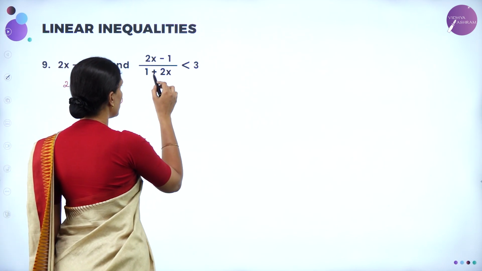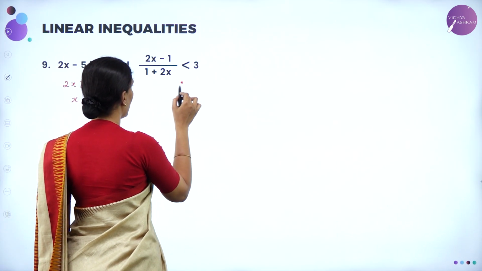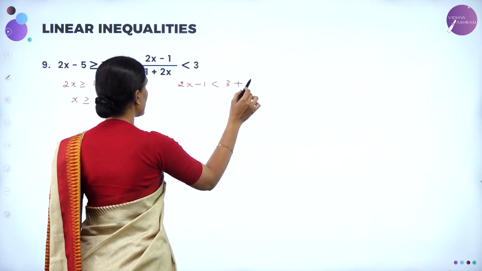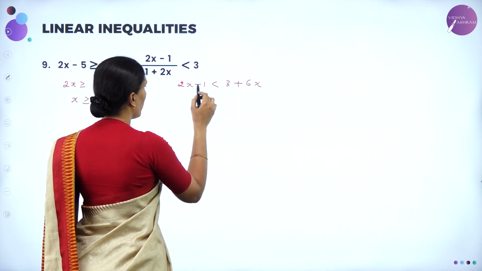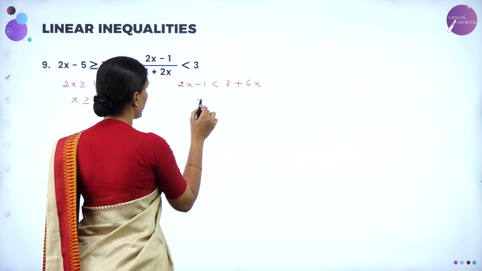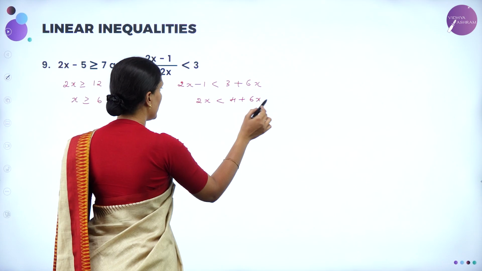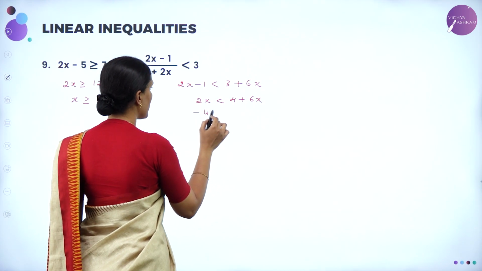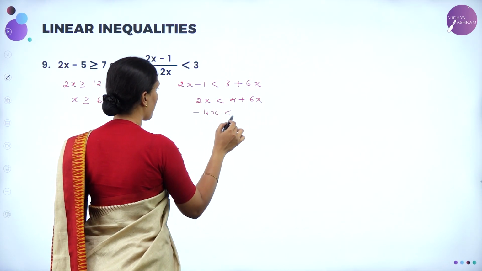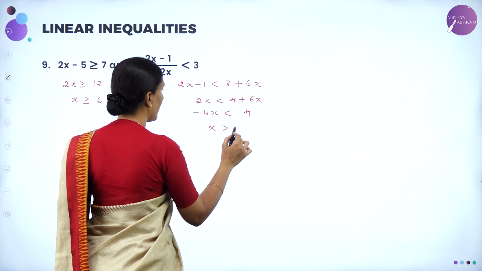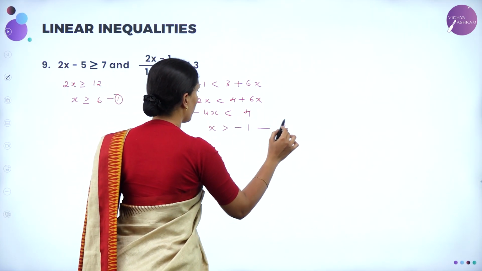And here, multiplying by 1 plus 2x, we'll get 2x minus 1 less than 3 plus 6x. So adding 1 on both sides, we get 2x less than 4 plus 6x. Subtracting 6x, minus 4x less than 4. Now dividing by minus 4, x is greater than minus 1. So this is equation 2.